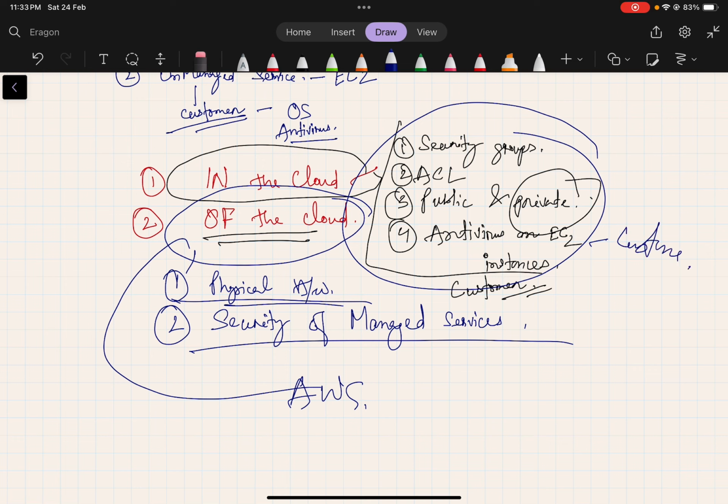So that's it for today. Today we learned about the shared responsibility model. Thank you.